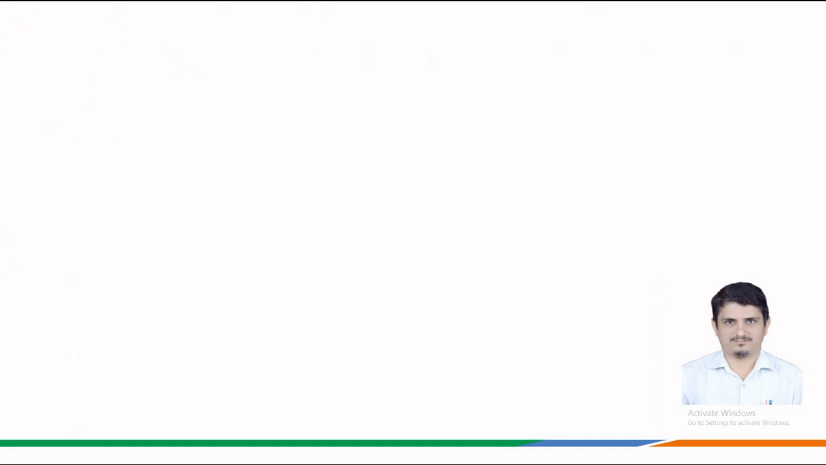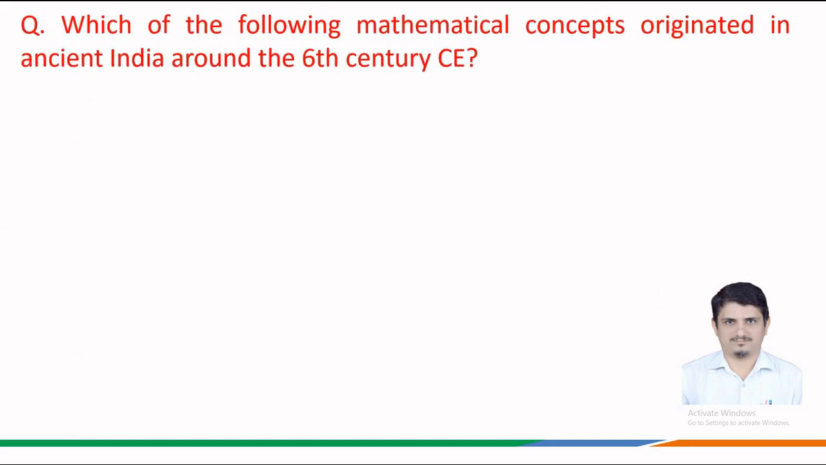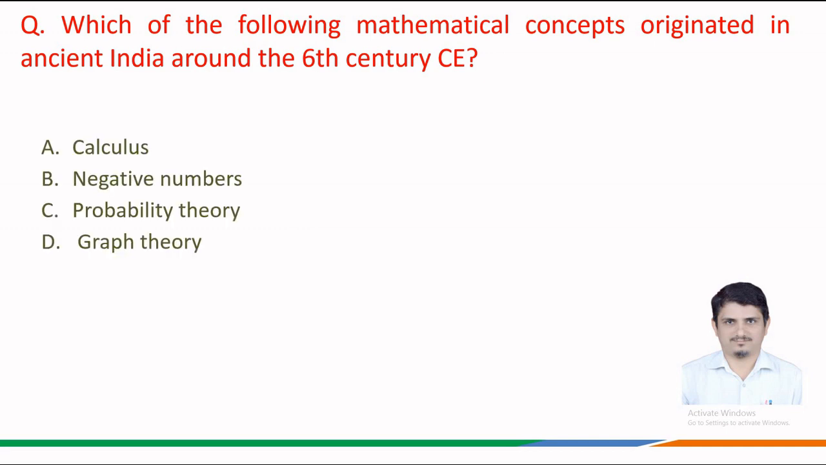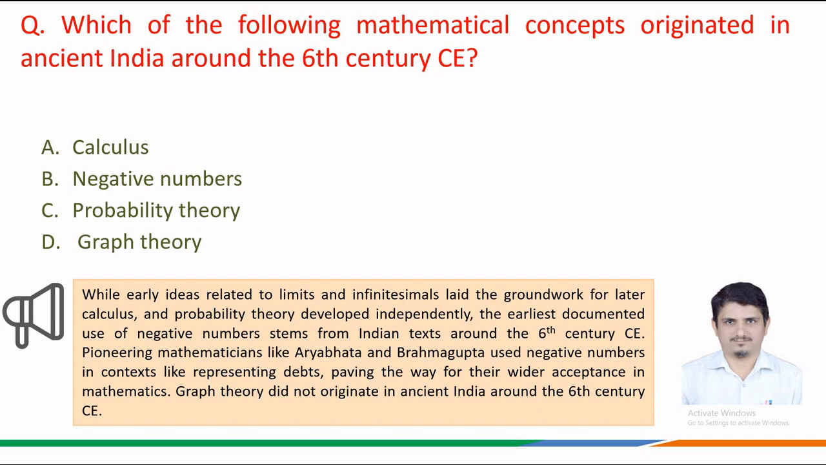Pingala. Next question is, which of the following mathematical concepts originated in ancient India around the 6th century Common Era? The given options are A. Calculus, B. Negative numbers, C. Probability theory or D. Graph theory. What we must know to answer this question correctly is, while early ideas related to limits and infinitesimals laid the groundwork for later calculus and probability theory developed independently, the earliest documented use of negative numbers stems from the Indian texts around the 6th century Common Era.